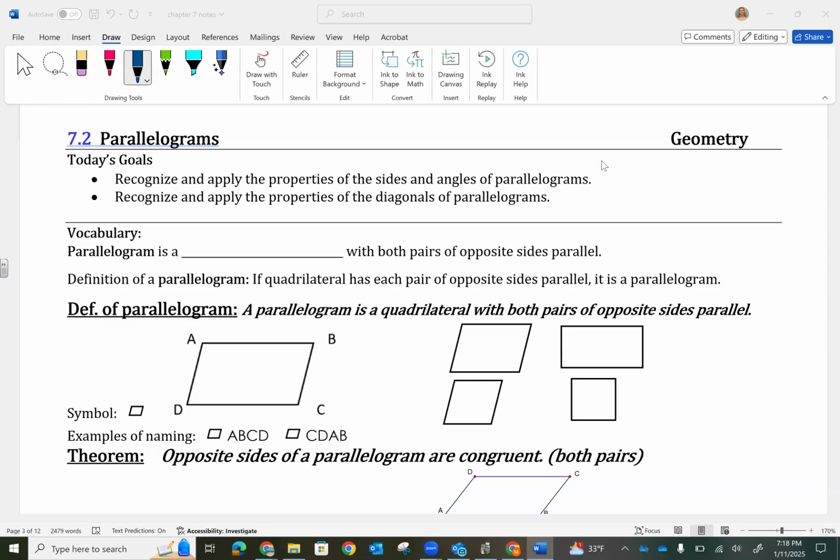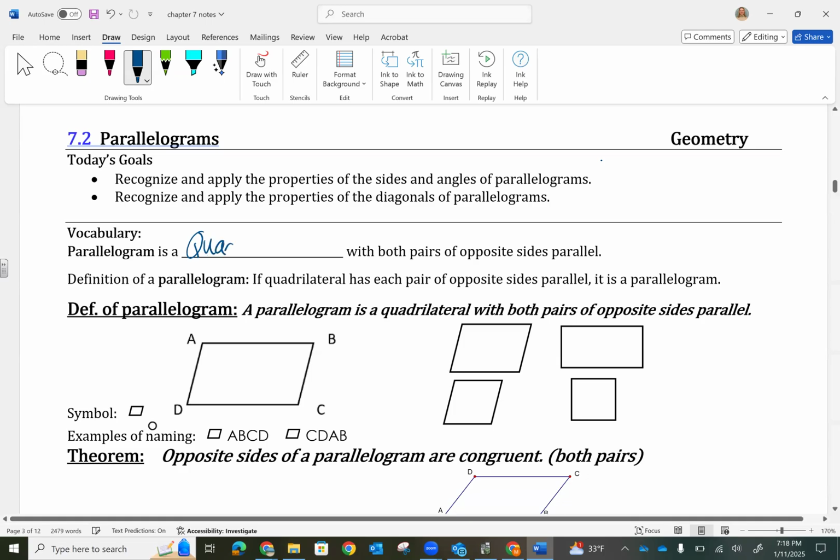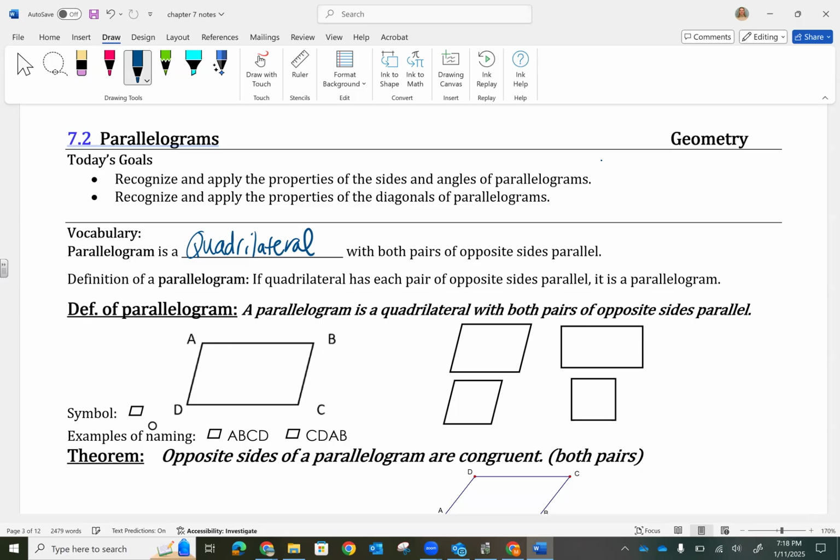Okay, so today we're going to be talking about parallelograms. And so we're going to talk about their properties and how to tell if you actually have a parallelogram or not. So the first thing is a parallelogram is a quadrilateral with both pairs of opposite sides parallel to each other. So it makes sense with its name. A parallelogram has all four sides where two pairs of opposite sides will be parallel to each other.